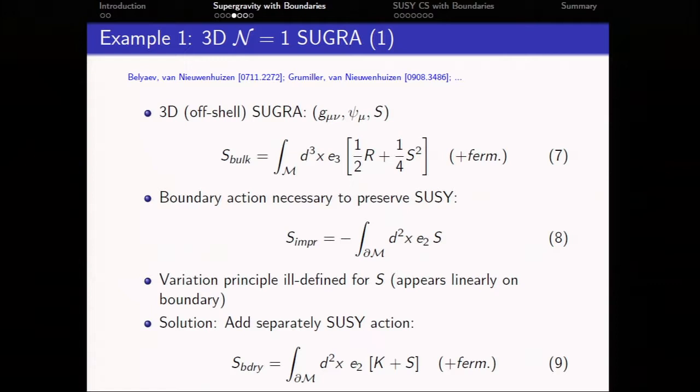So at this point, we do have a supersymmetric action, but it's kind of weird because we have this auxiliary field S appearing linearly on the boundary. You might think, well, we've kind of just shifted the problem. That's indeed true. But the solution in this framework is quite nice, I think, in that we can just add another, separately supersymmetric action. This action is supersymmetric by itself under the supersymmetries that I've preserved, and it is nothing more than this S. So plus S will cancel with this minus S, and we get rid of these annoying linear terms. And you need your extrinsic curvature here too. So here, of course, we see the Gibbons-Hawking term appearing in our boundary action, as we kind of knew it would have to.